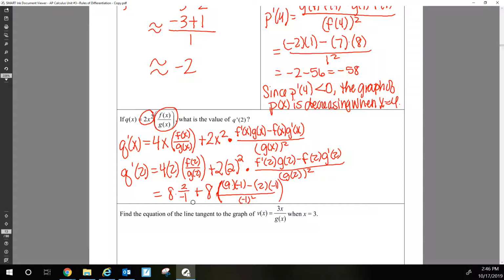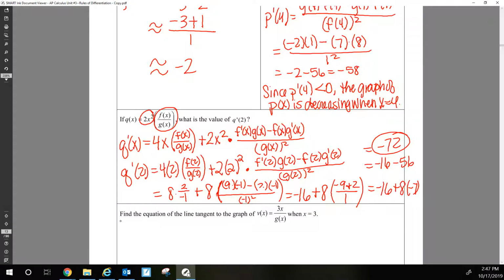So 2 divided by negative 1 is negative 2 times 8 would be negative 16. Plus 8 times 9 times negative 1 is negative 9. Negative 2 times negative 1 is plus 2. Over negative 1 squared is just 1. So this is negative 16 plus 8 times negative 9 plus 2, which is negative 7. 8 times negative 7 is negative 56. Minus 16 is negative 72. Oh, that was juicy. I like it though.